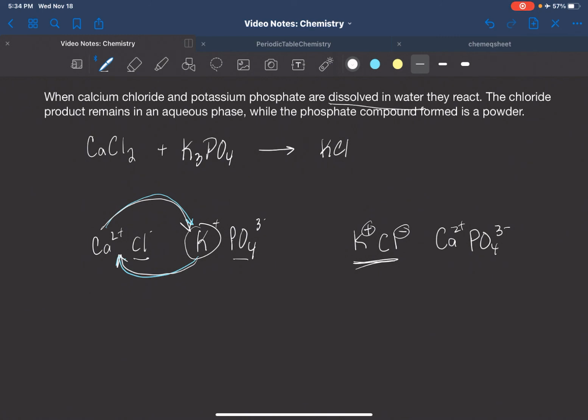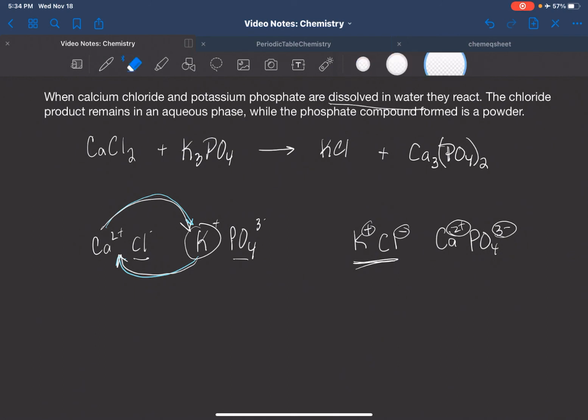Then, the phosphate compound formed is a powder. So now we look at this and we see there's a positive 2 and a negative 3. What's common between 3 and 2 is 6. So that means if we had 3 calciums and 2 phosphates, then this compound would form. So I'm going to put a plus symbol, and we need 3 calciums, so that's Ca3. And then we need 2 phosphates. So here is 1 phosphate, that's 1 polyatomic ion phosphate. Put parentheses around it, and then a 2. Now you have 2 polyatomic ions in this compound. There are 2 phosphates right there.